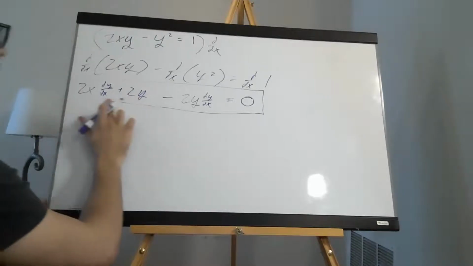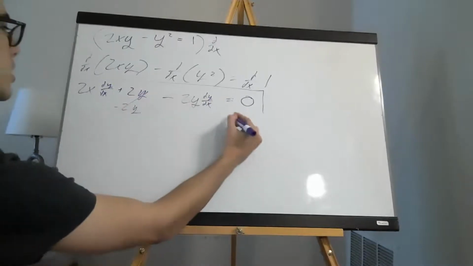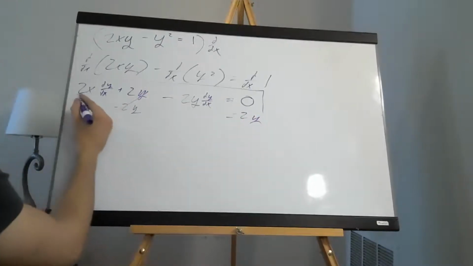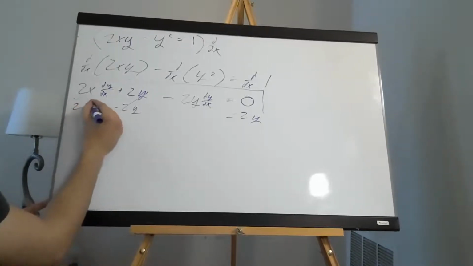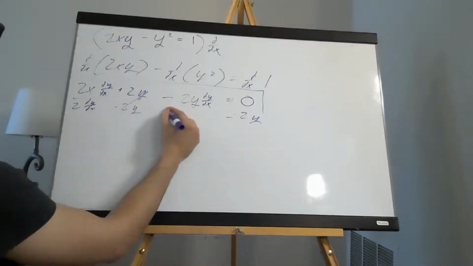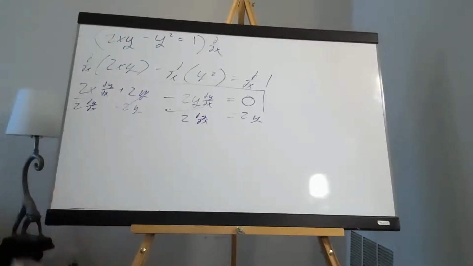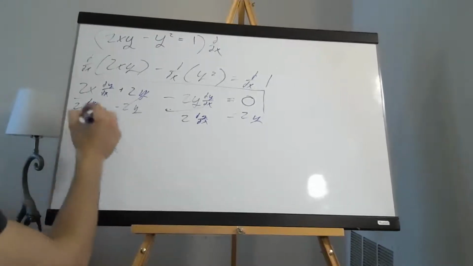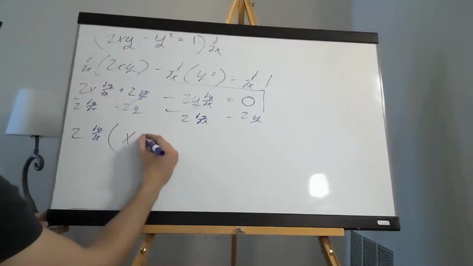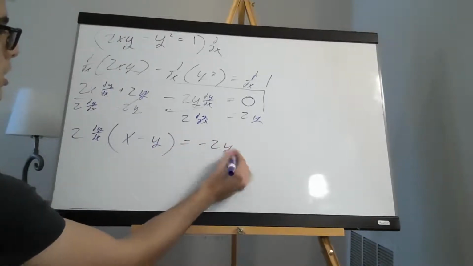So let's get rid of this line right here so we can move some stuff around. Subtract 2y from both sides. Divide out 2 dy/dx. And I don't mean divide out, I mean factor out. This is going to leave us with 2 dy/dx times x minus y is equal to negative 2y.